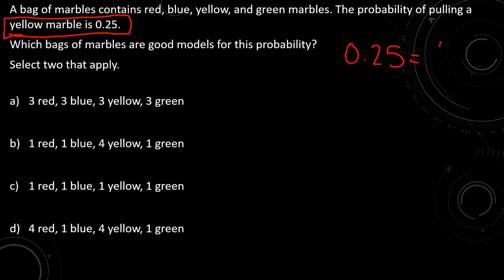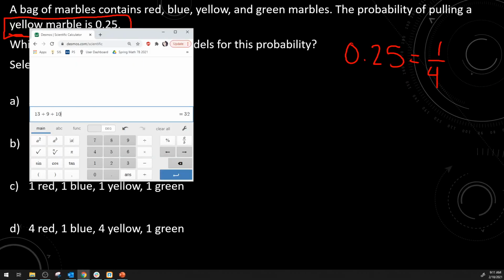0.25 is another way of saying 1/4. So with probability, I think it's easier to look at it with fractions just because it makes a little bit more sense, because that's how we write these probabilities, right? The number of outcomes over the total.